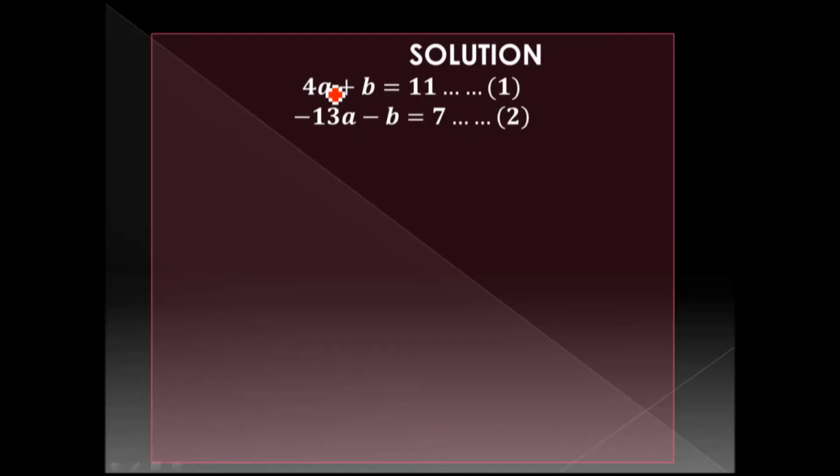Having numbered each equation, you are going to eliminate the unknown of your choice. The unknown of my choice, I wouldn't know about you, but don't worry, whichever unknown you have chosen, our answers will still tally. So my unknown of choice is a.